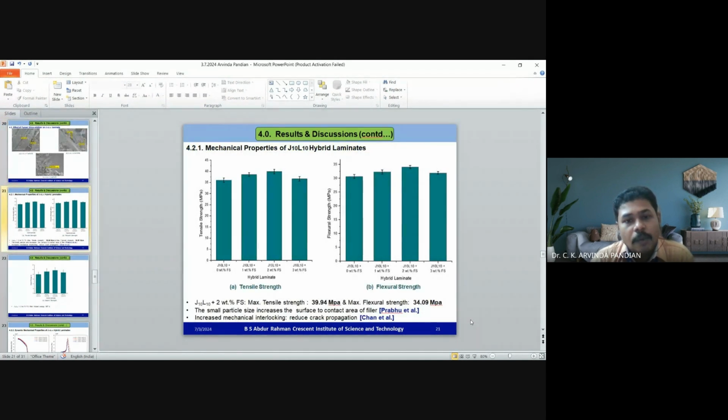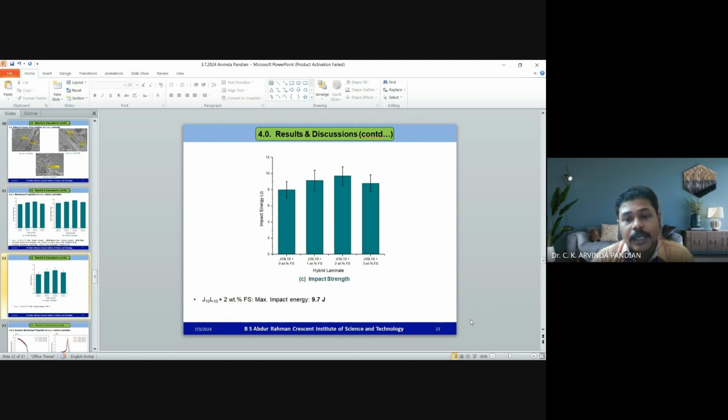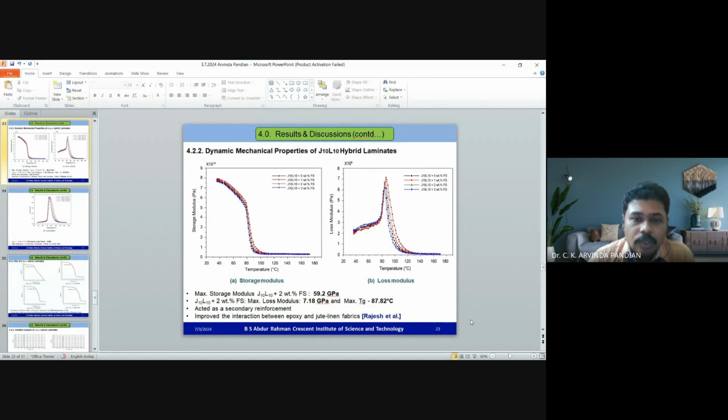So the mechanical properties, we see the J10L10 hybrid laminate with the industrial waste fumed silica. J10L10 with 2 weight percentage has given the maximum tensile strength and also the flexural property. And in impact also, J10L10 plus 2 weight percentage fumed silica has given the maximum impact property of 9.7 joules. Then coming to dynamic mechanical properties of J10L10 hybrid laminates, the maximum storage modulus has been given.